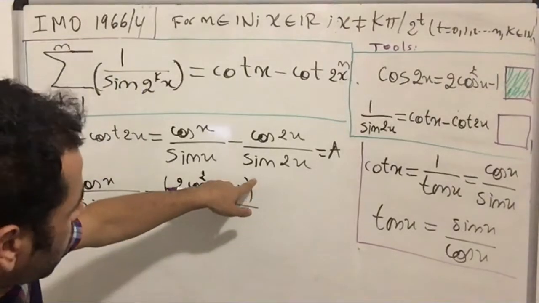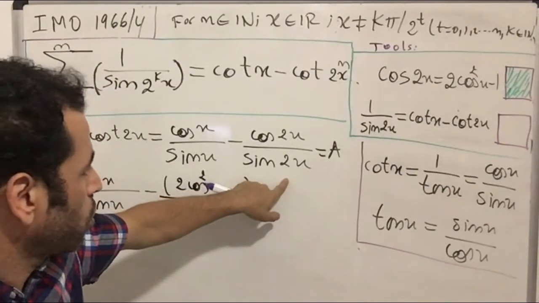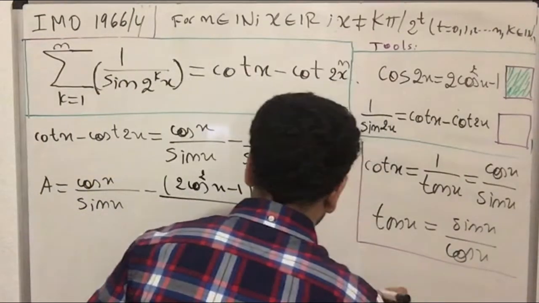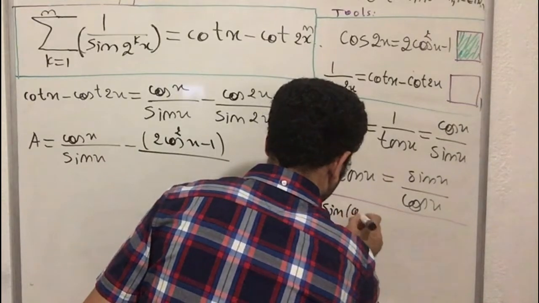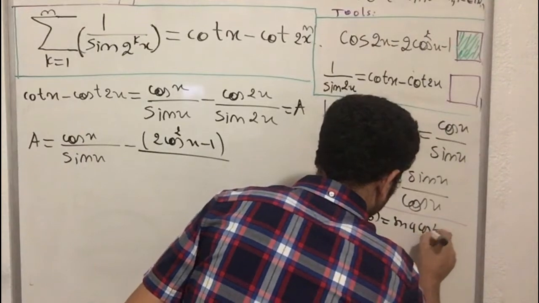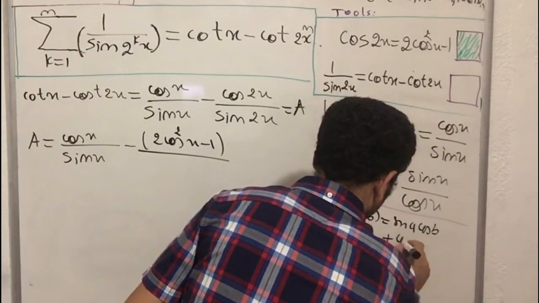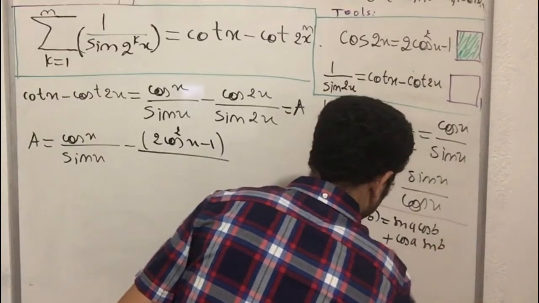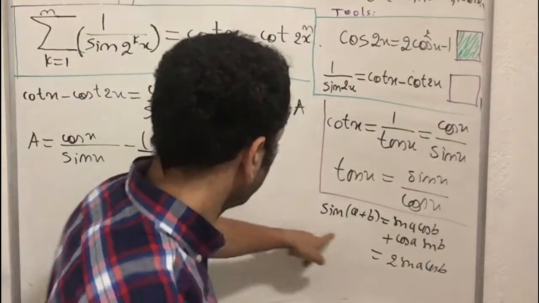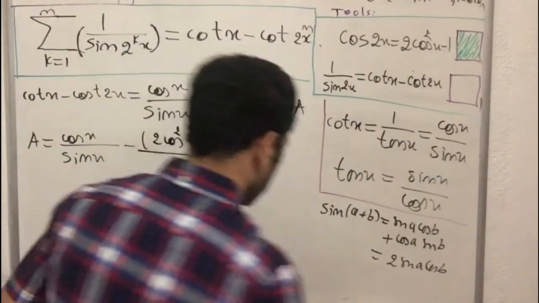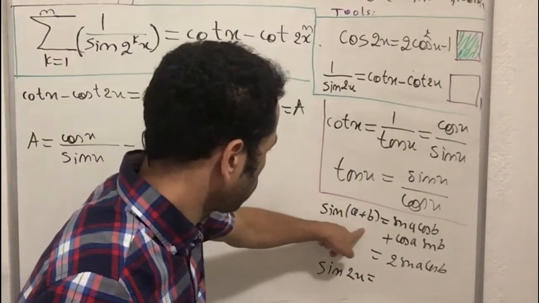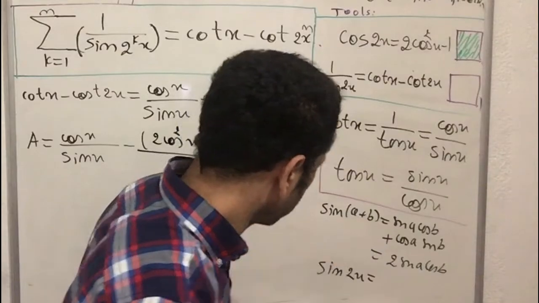But I still have a problem with this one. Sine 2x equal to what? So this one, I can prove it again. We have sine a plus b equal to sine a multiplied by cosine b plus cosine a multiplied by sine b. As you see here, a equal to b because we have sine 2x. So by replacing a equal to b equal to x.